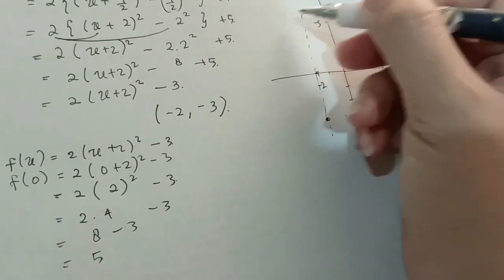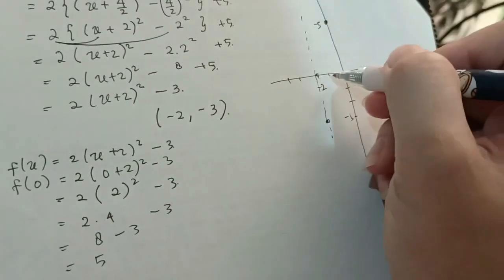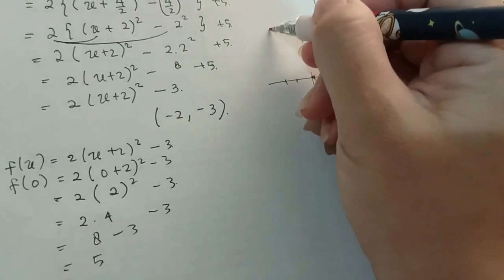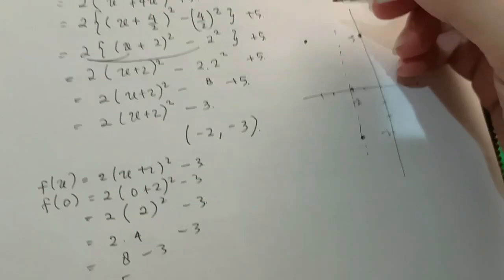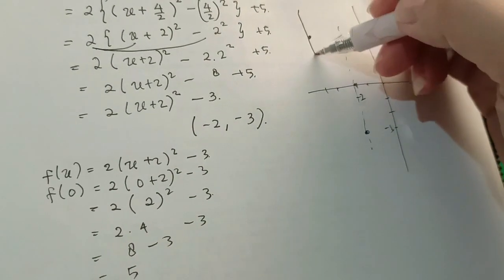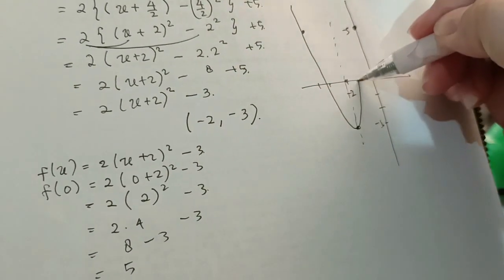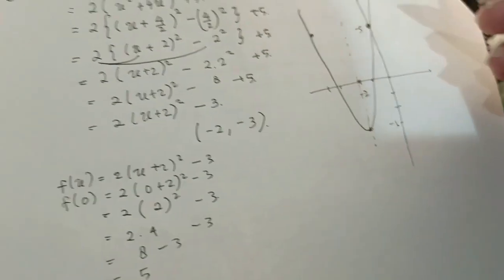And then the other dot will be at 1, 2, right? 1, 2, 5 over here. So the parabola will be like this.